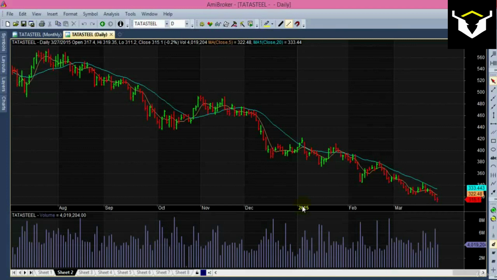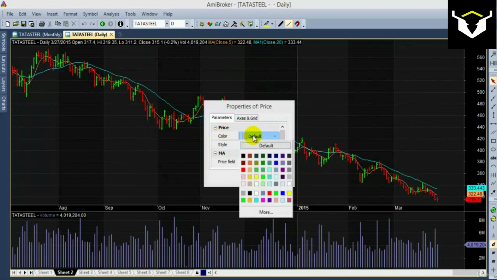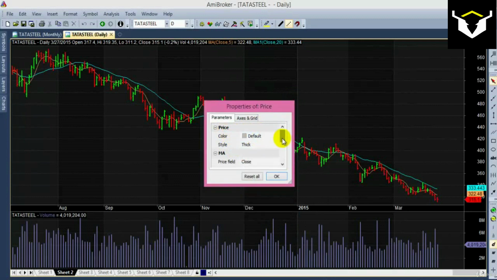Following is a daily chart of Tata Steel, and on this chart I have plotted a 20-day simple moving average and a 5-day simple moving average. Now, if you're using AmiBroker, you can change its parameters by right clicking on your chart and selecting Parameters. You can see parameters for various prices or various indicators are given. Price color by default, we are not going to touch this. Moving average: price field is close, period, color, and style, what kind of style you want.